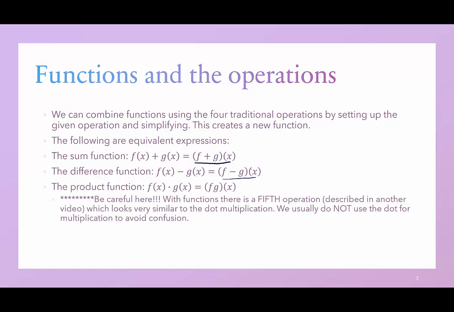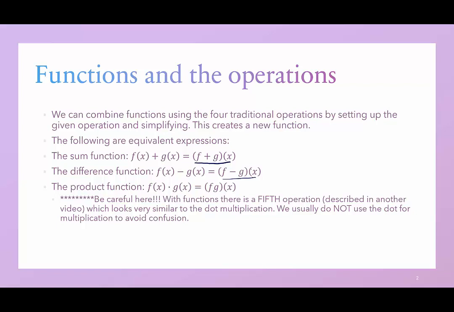We have the product function, which when we write it as just like that double set of parentheses, just the fg of x, we want to be very careful. We generally don't use the dot for multiplication because in a future video, we're going to talk about another operation that we can do with functions, and it uses a symbol that's very similar to the dot. So just to avoid any confusion at all, we don't do the dot when it's inside that single parenthesis. We just put fg, right?